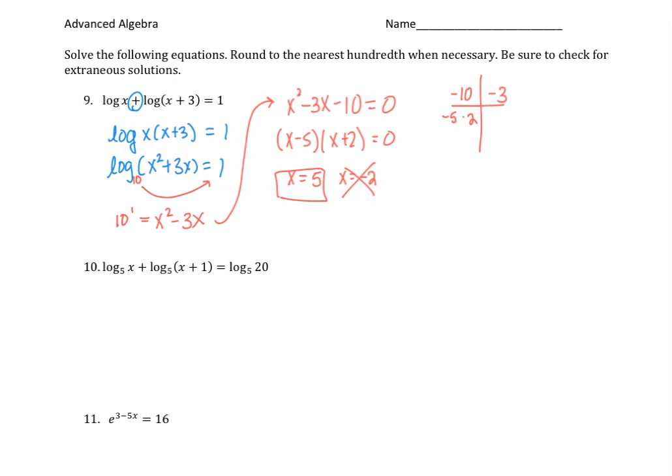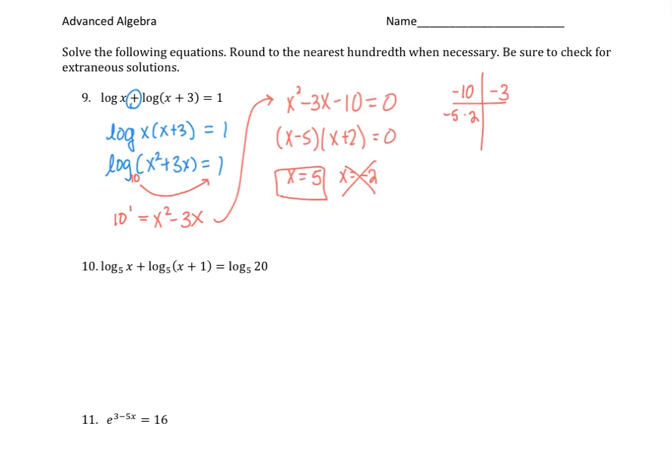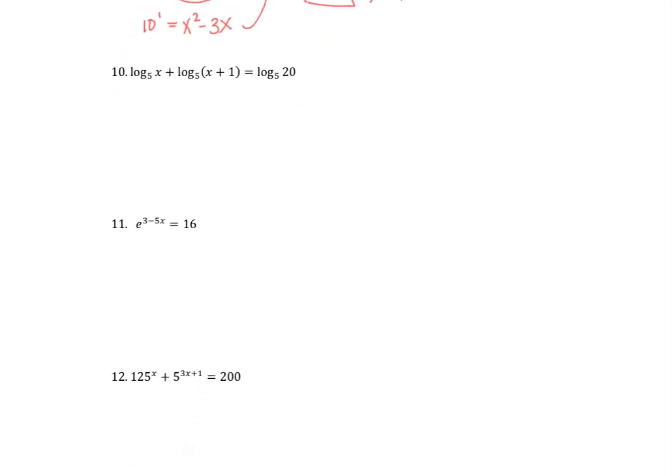In number 10, I have a log equals log equation. So I am going to condense, and then if it's log equals log, I can drop the log part and set the components equal to each other. So first I'm going to condense this. It's addition. So I can condense this to say log base 5 of x times x plus 1 equals log base 5 of 20. And we can distribute the x right here.